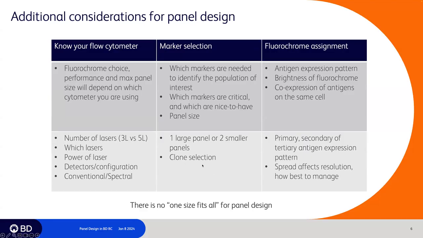The clone selection is another important question. Lastly, fluorochrome assignment will depend on the antigen expression patterns of your markers. You need to consider brightness of the fluorochromes and co-expression of the antigens on the same cell. So as you can see, there's no one size fits all for panel design.